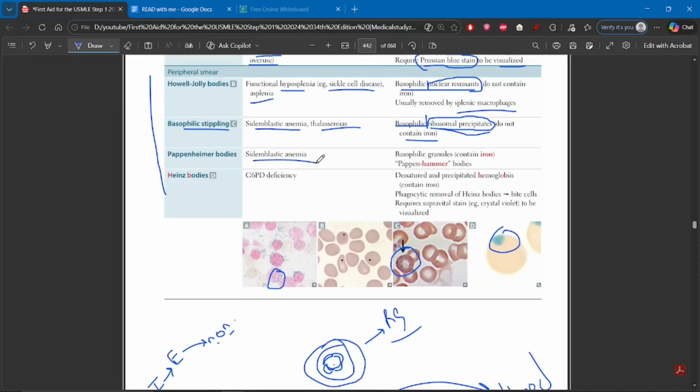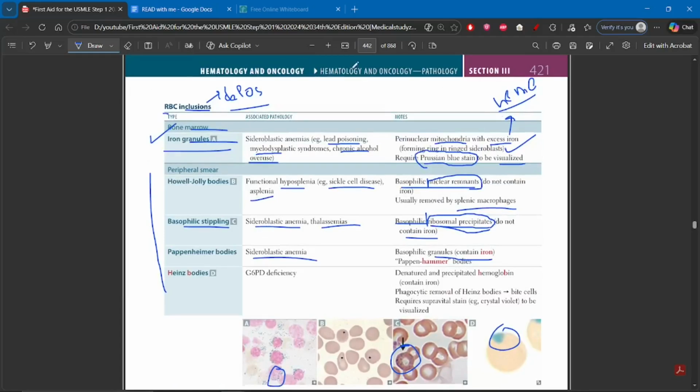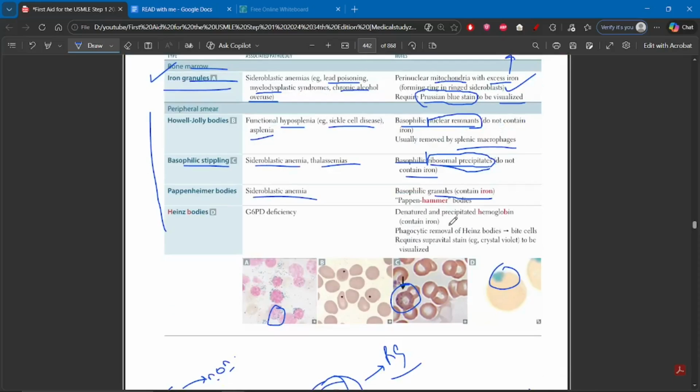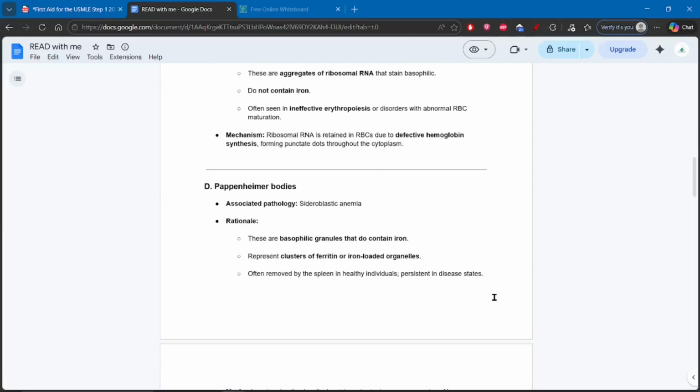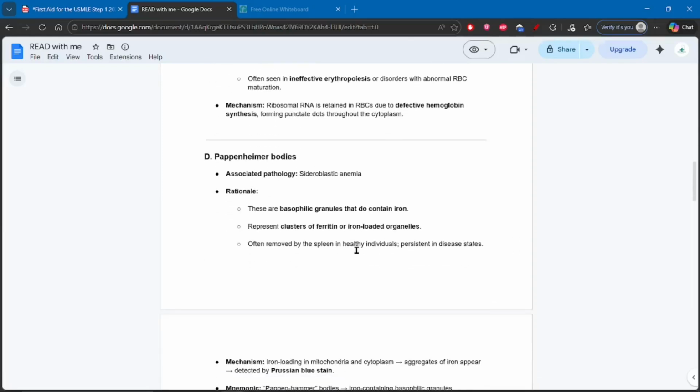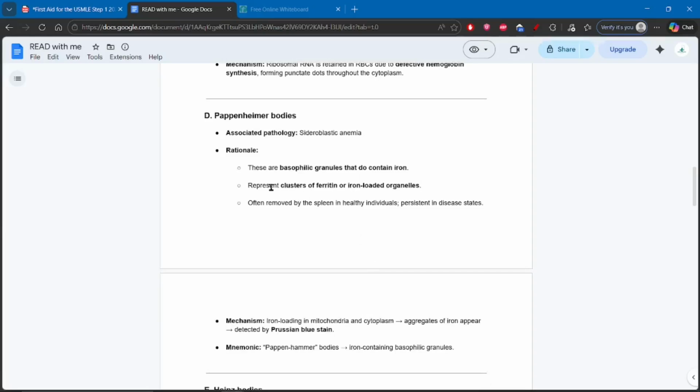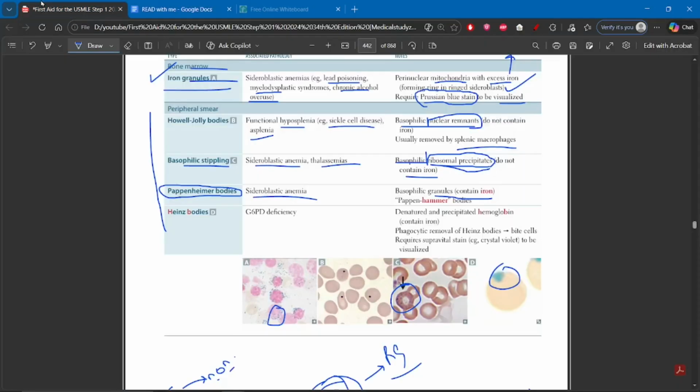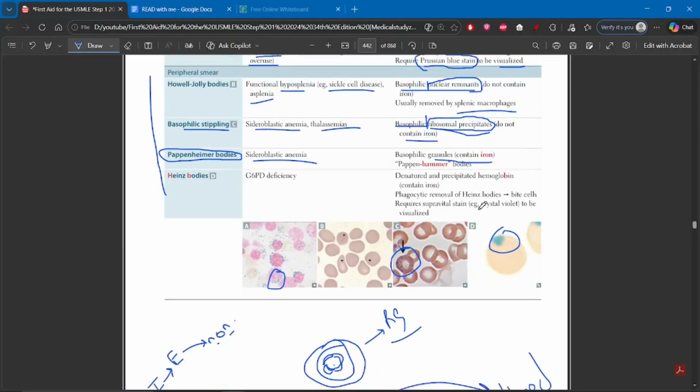Pappenheimer bodies are seen in sideroblastic anemia. These are basically just granules that contain iron. The iron granules were present mainly in the bone marrow, but if they can be seen in the blood, then they are known as Pappenheimer bodies. For some reason they have changed their name. There is basically no rationale for this, and they're just clusters of ferritin and iron-loaded organelles. So there's not really a rationale for what they are.